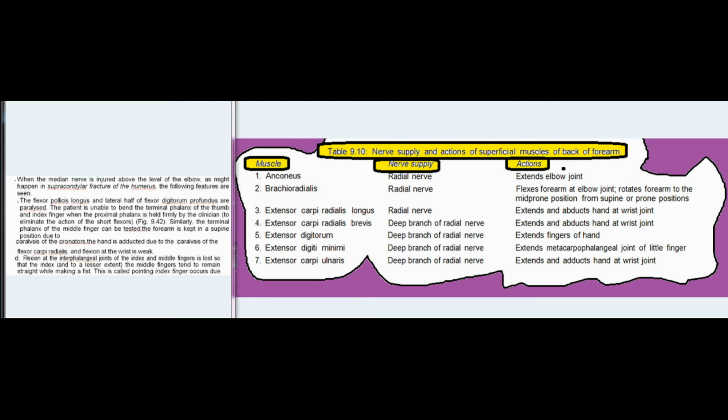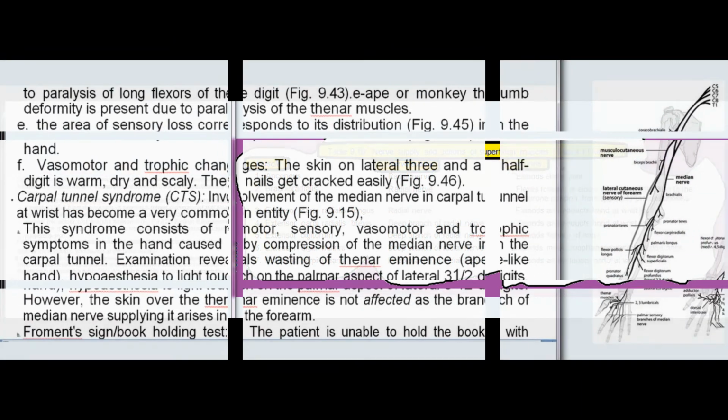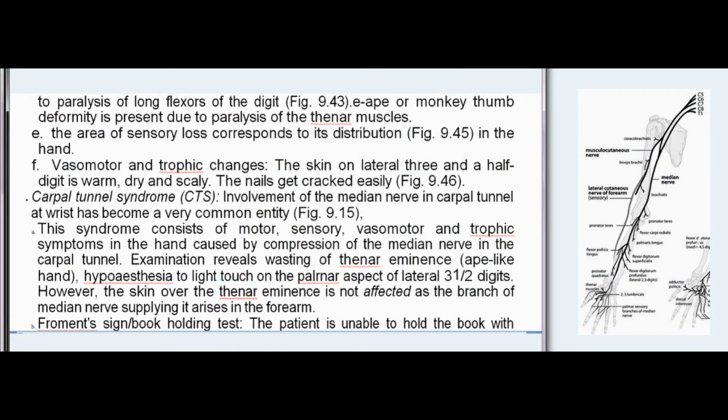The forearm is kept in a supine position due to paralysis of the pronators. The hand is abducted due to the paralysis of the flexor carpi radialis, and flexion at the wrist is weak. Flexion at the interphalangeal joints of the index and middle fingers is lost so that the index, and to a lesser extent, the middle fingers tend to remain straight while making a fist. This is called pointing index finger, and occurs due to paralysis of long flexors of the digits, Fig 9.43.